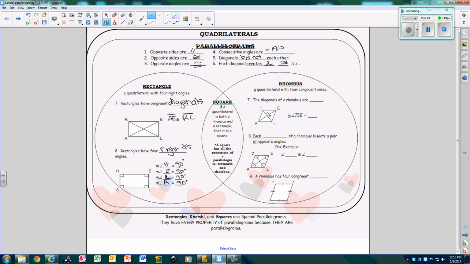Okay, our next figure is a rhombus. Okay, so a rhombus is a quadrilateral with 4 congruent sides. So a rectangle has 4 right angles. A rhombus has 4 congruent sides. Now, the big thing about a rhombus is that the diagonals are perpendicular. So remember, that's the symbol for perpendicular.